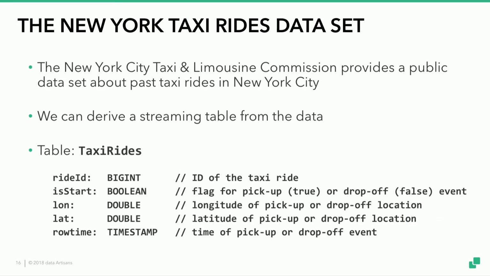For the examples, we have a publicly available data set. Maybe you know it, the New York taxi rides data set. It contains taxi ride events. So you get an event with a position for every pickup and drop-off of taxis in New York City. Every event has geolocations and also a timestamp involved.